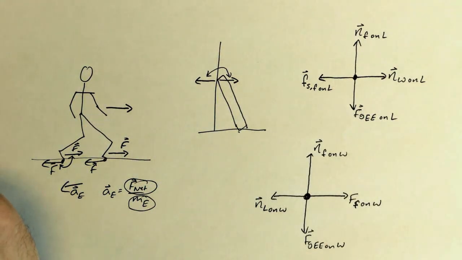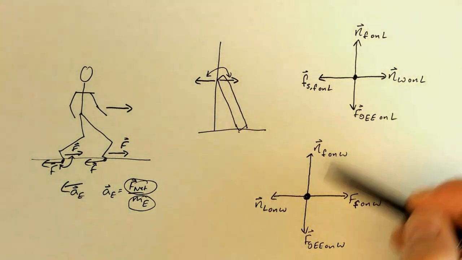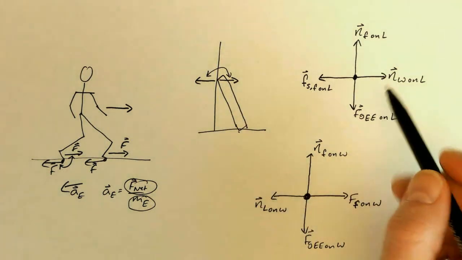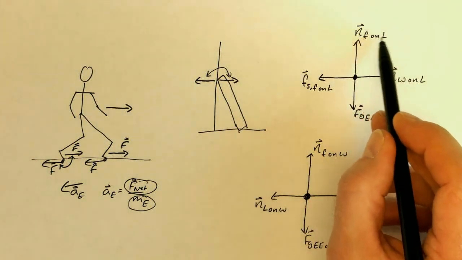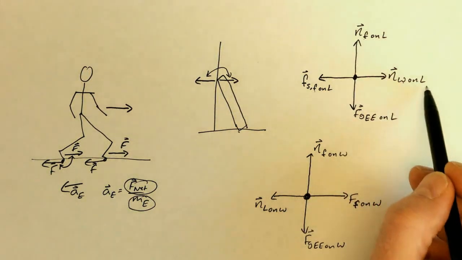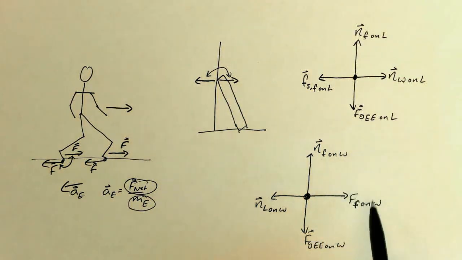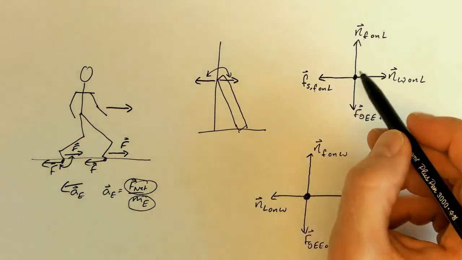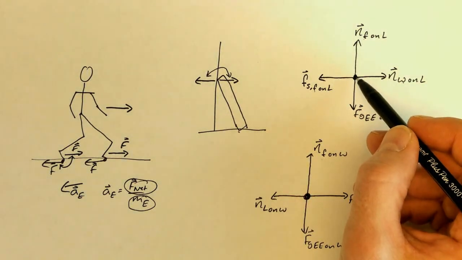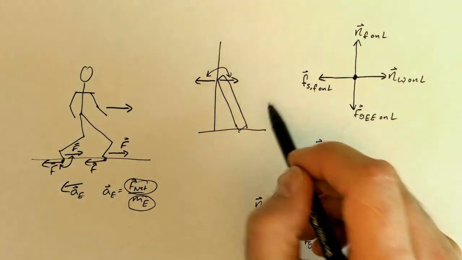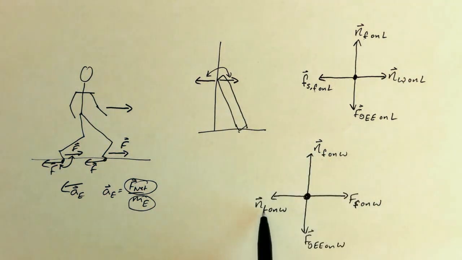The thing you should know with these two free body diagrams is, one, they each describe one object and all the forces acting on that one object. You can see that with these subscripts: something on L, something on L, something on L. This is all describing the forces acting on the ladder. Something on W, W, W: these are all the forces acting on the wall. So when I'm describing the forces acting on the ladder, I need to make sure I'm indicating only those forces acting on the ladder. Even though the ladder is acting on the wall, that doesn't appear here.